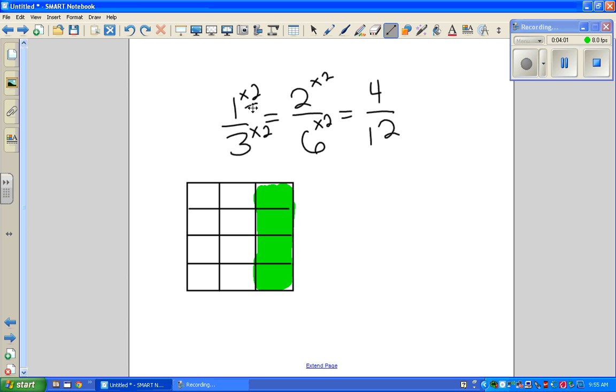But it's good to notice that you can actually do it without even drawing the diagram, just by noticing the pattern. 1 times 2 is 2. 3 times 2 is 6. 6 times 2 is 12. 2 times 2 is 4. And we could do it again, and it would become 8/24, and so on.